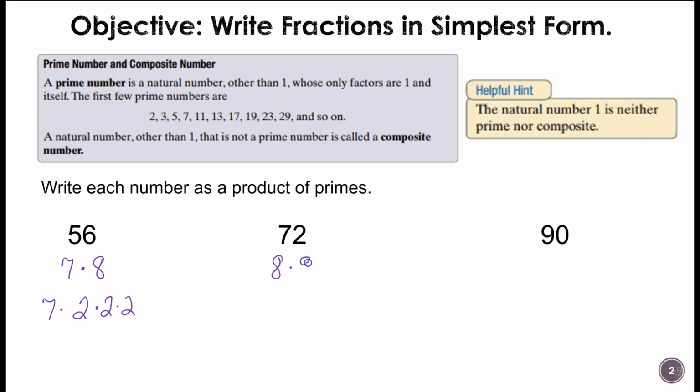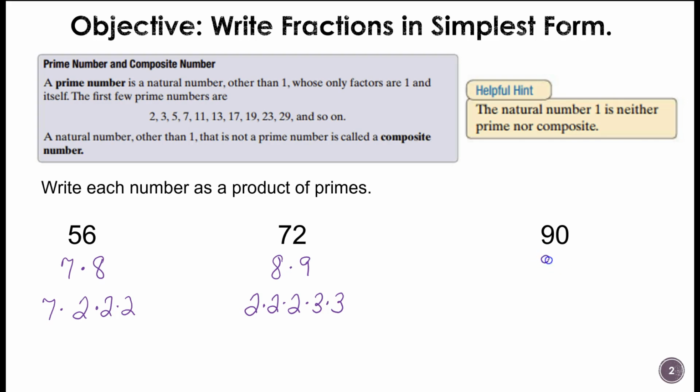Now I'm going to go to 72. 72 is 8 times 9. Now we happen to have an 8 on the previous problem, so we know that 8's 2 times 2 times 2. 9 is 3 times 3. So 2 and 3 are both on this list of prime numbers, so we know we're finished.